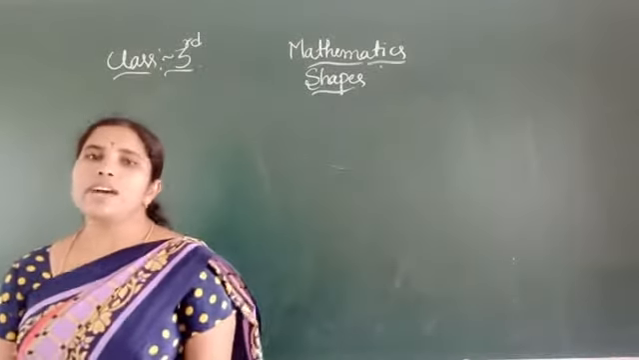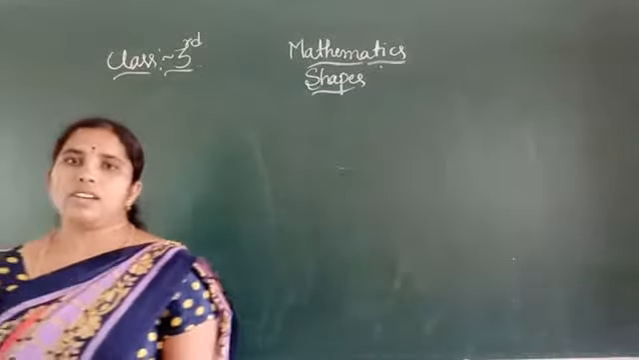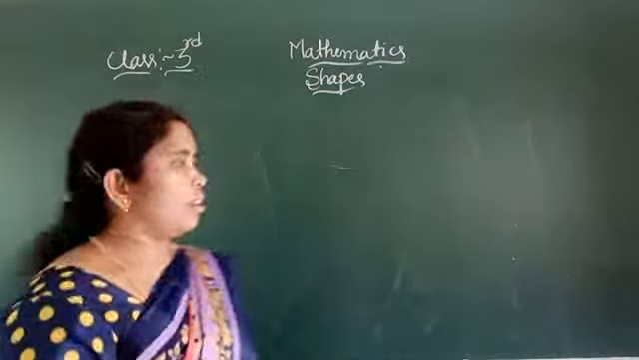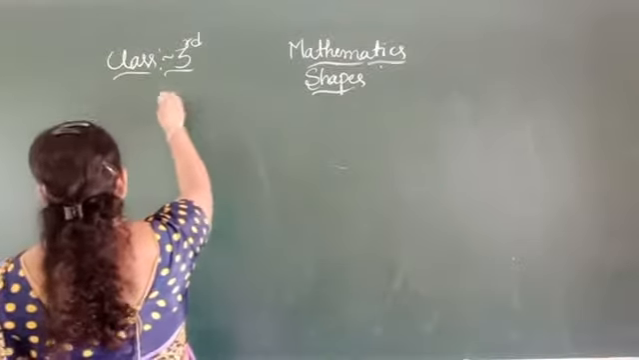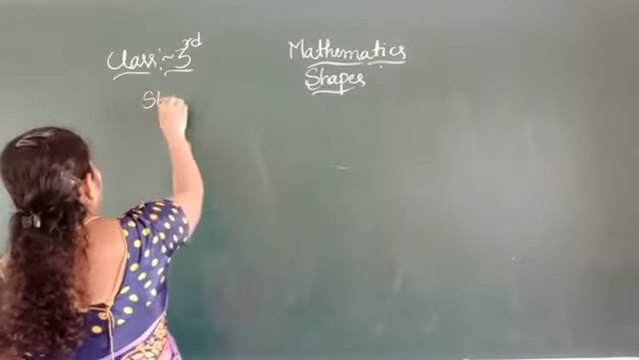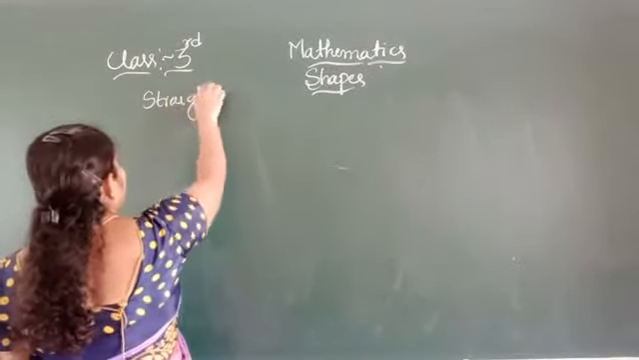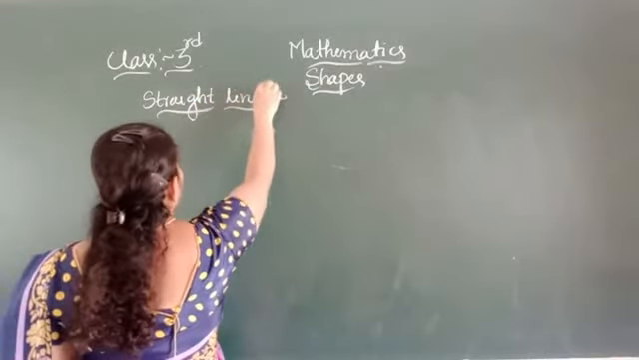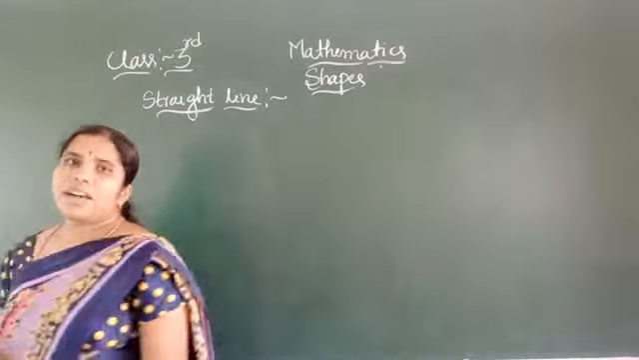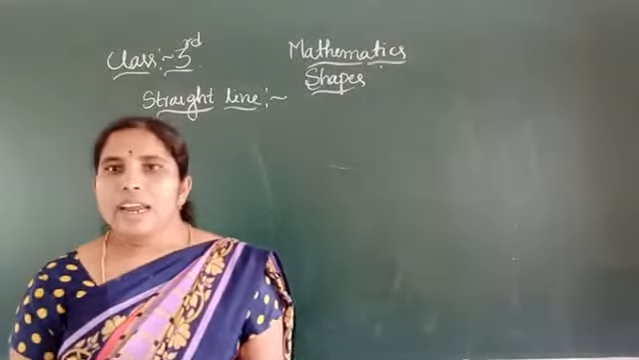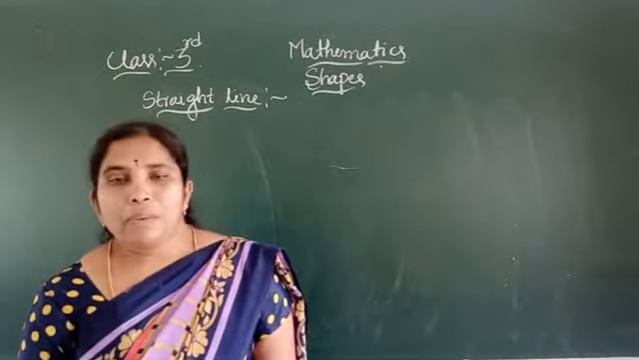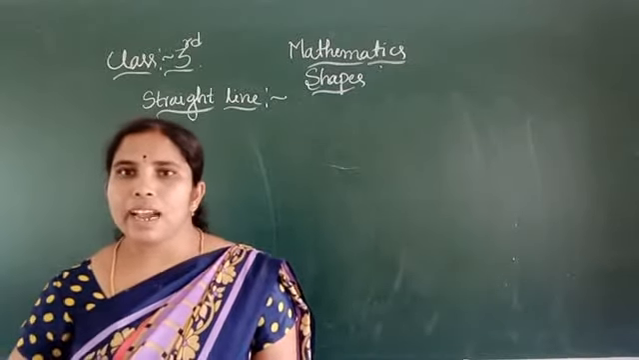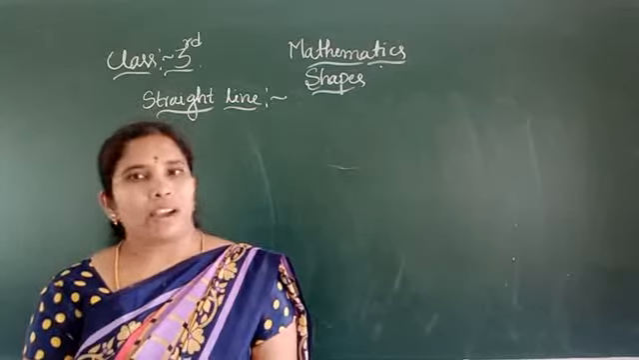Next we move on to straight line. What is that? Straight line. So observe the straight line. See, observe. Straight line. It cannot be bent. Straight line, it cannot be bent.